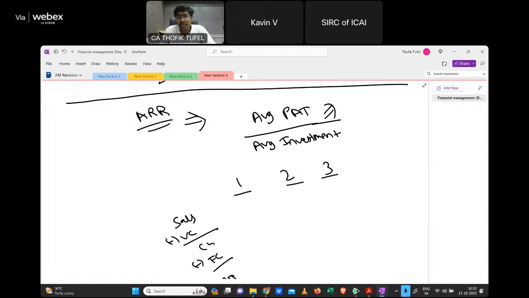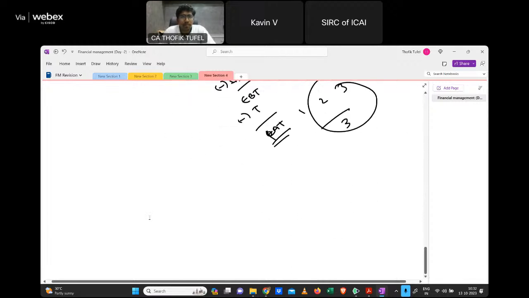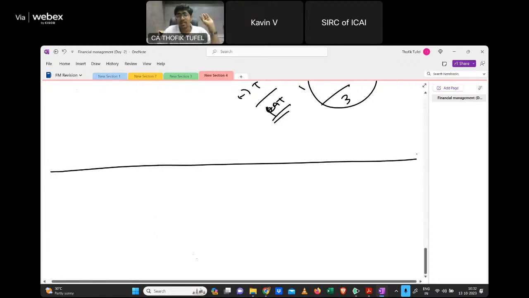So it is investment at the beginning plus investment at end, divided by 2. This is the formula for the average accounting rate of return. Very simple. Usually, in the first type of problems, these details will be given and they will ask you to find out the average rate of return. Okay.